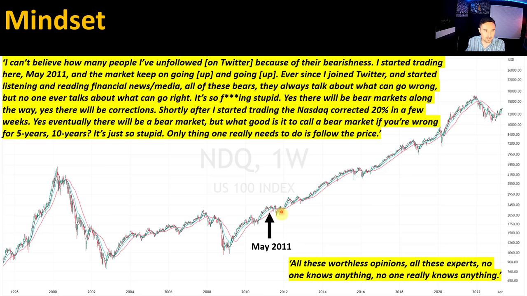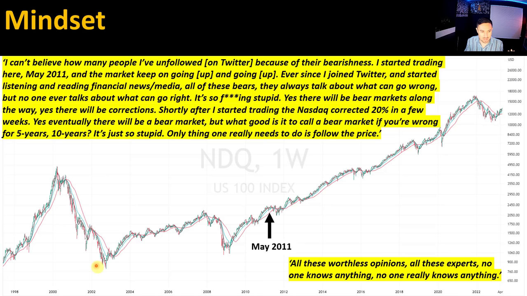Yes, eventually there will be a bear market, but what good is it to call a bear market if you're wrong for 5-10 years? It's just so stupid. The only thing one really needs to do is follow the price. So here's where Qullamaggie started. Here was then where the growth bear market actually really started, around here in Q1 of 2021 for growth stocks, and then the market topped out later in 2021. All these worthless opinions, all these experts, no one knows anything. So yes, the market is currently in a bear market, but what follows bear markets? Bull markets.